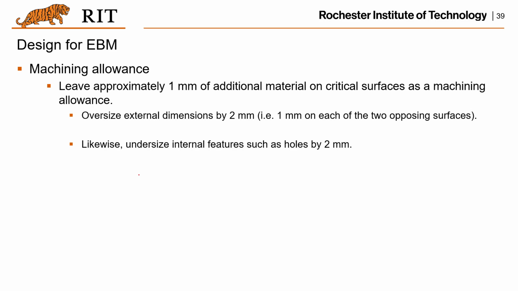Another very interesting topic is the design for the EBM part. Usually you need to do machining after the building. That's why you want to add 1 millimeter of additional material on the critical surfaces, because you would like to machine it after the building process.